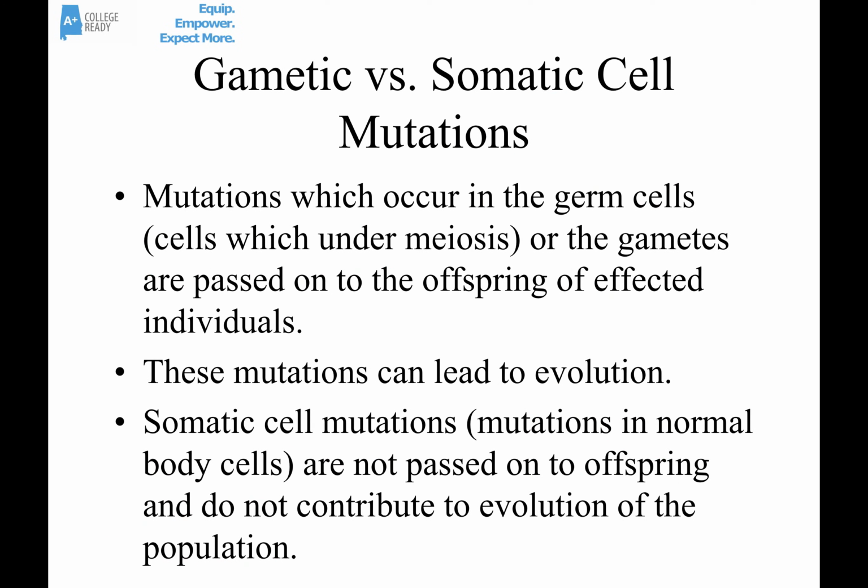So over here, let's also talk about gametic versus somatic cell mutations. Mutations which occur in the germ cells, the cells in your body that can undergo meiosis, or the gametes, can be passed on to the offspring. They can lead to evolution. On the other hand, mutations that happen in your normal body cells, the somatic cells, are not passed on to the offspring, and they impact only the person with the mutation. They don't contribute to evolution. They're not passed on to other members of the population.